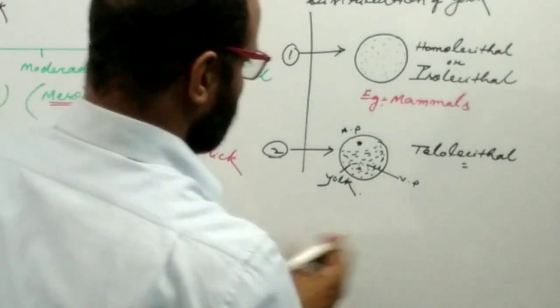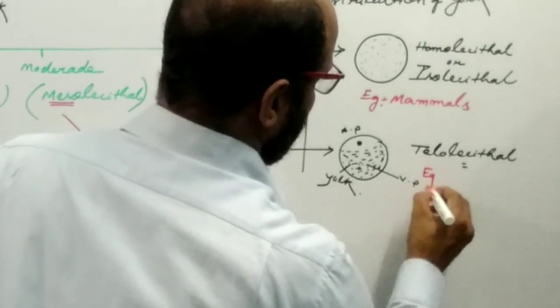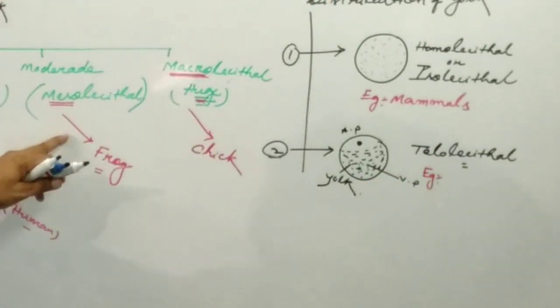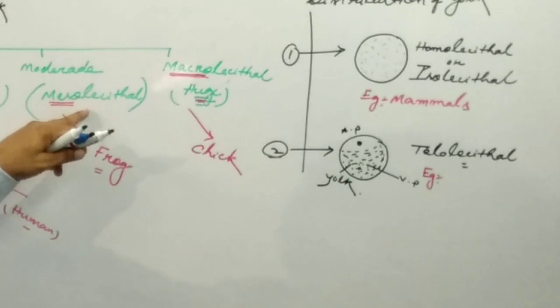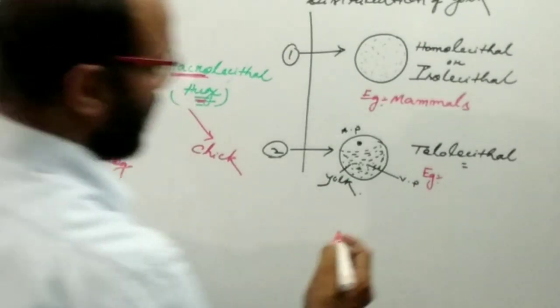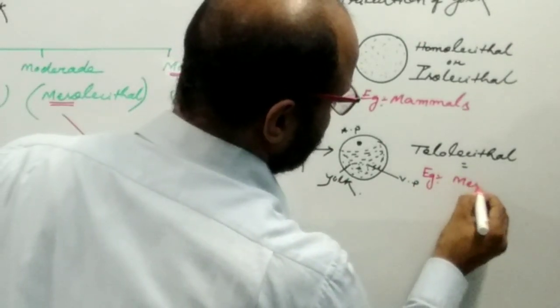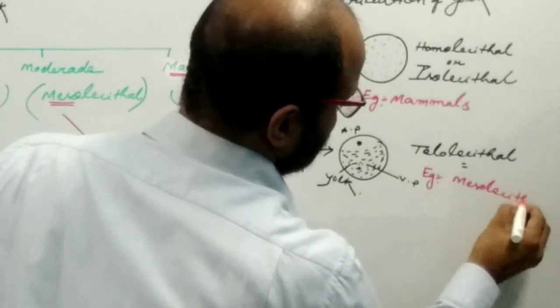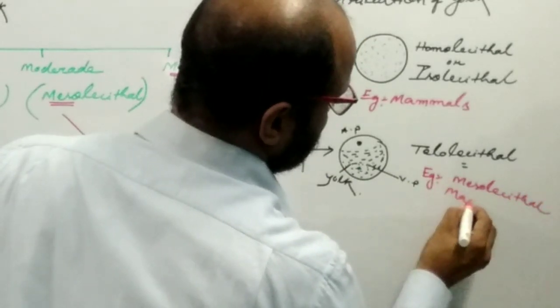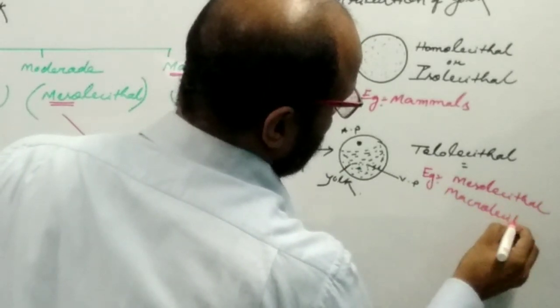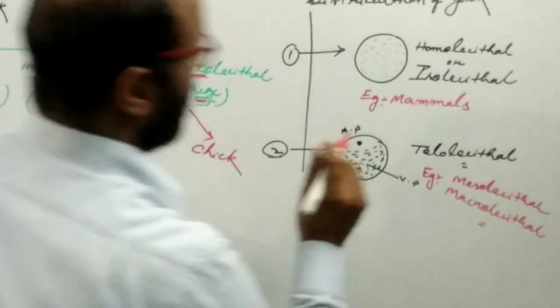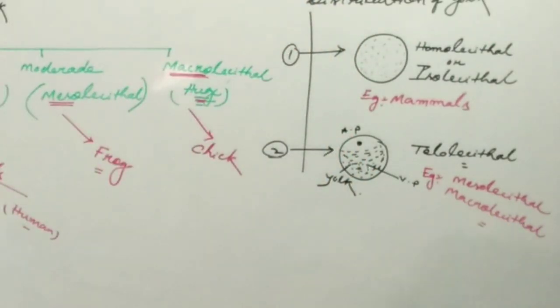Such telolecithal eggs are present in amphibians. So the mesolecithal egg and the macrolecithal egg are telolecithal eggs.